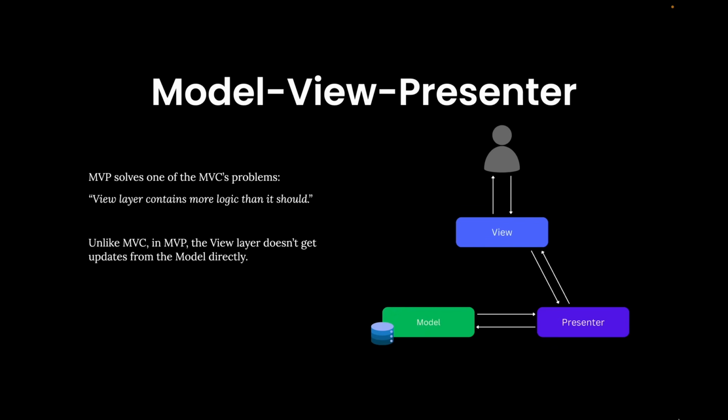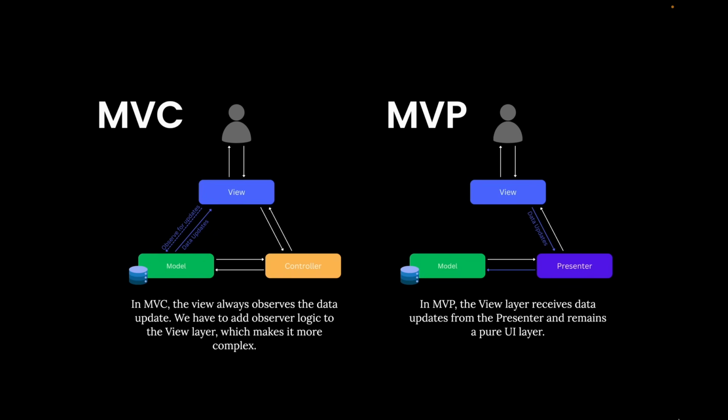This makes the system more predictable because we have no circular dependencies, easier to test because the view doesn't contain any logic, and more structured. Each layer has a clear role. Let's take a look at the difference between these two in the picture. In MVC, the view always observes the data updates. We have to add observer logic to the view layer, which makes it more complex and hard to test. In MVP, the view layer receives data updates from the presenter and remains a pure UI layer.